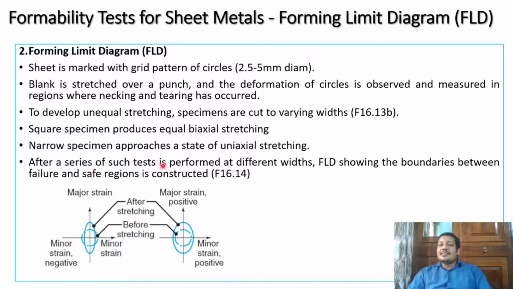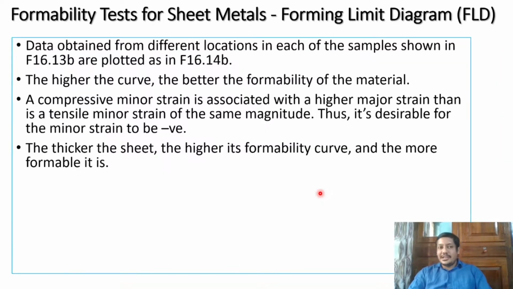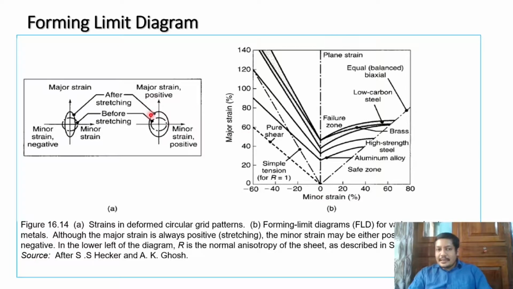So after a series of such tests is performed at different widths, the FLD is showing the boundaries between the failure and safe region you are constructing. After constructing, I'll come back to this slide. You can see over here, this is our initial case, but it is still elongated. When it is completely elongated, by this condition the fracture would have happened. So this is the before-stretching condition and this is the after-stretching condition.